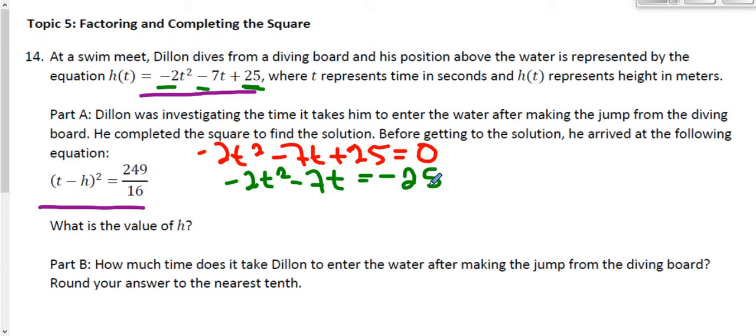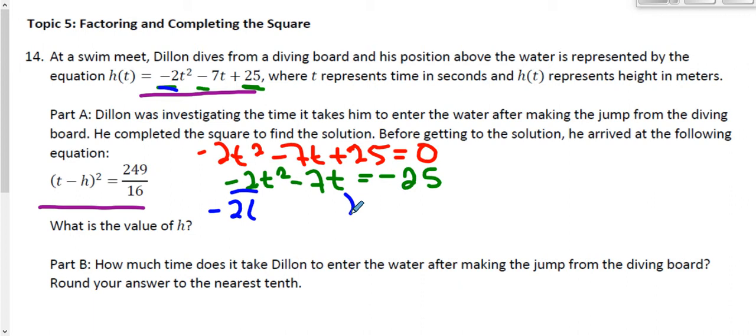Now that we've done that, we're going to go ahead to step 2 of completing the square, which is to factor out our a value. Remember, a is the value in front of the squared term in the front of our equation. So we're going to factor out this negative 2 from the left side of our equation. So we're going to move it to the front, and we're going to take all the terms on the left side and divide them by negative 2 in order to do that factoring.